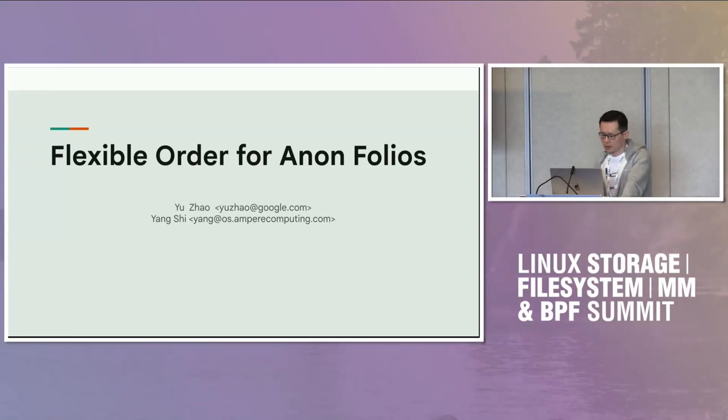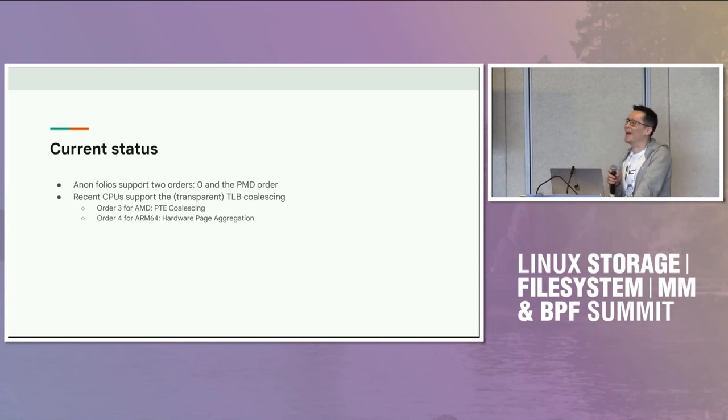Yeah. Okay. So today, Yang and I are going to talk about flexible orders for anon pages, anon folios. At the moment, we only support two orders for anon folios: order zero and the PMD order. Also, recent CPUs support transparent TLB coalescing, basically order three for AMD and order four for ARM64.